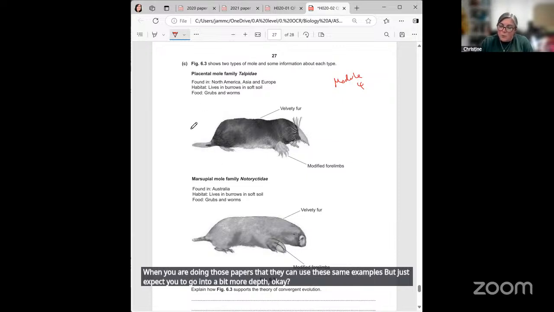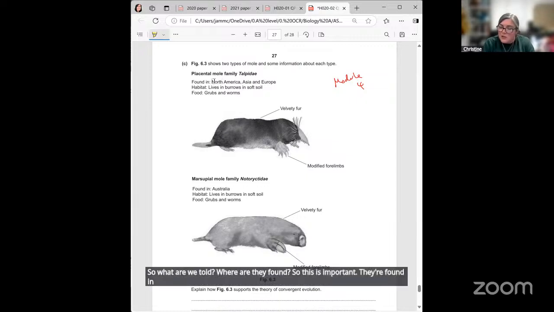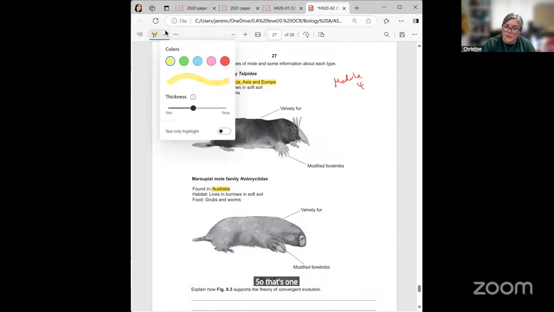So what are we told? Where are they found? This is important. They're found in North America, Asia, and Europe, whereas this one's found in Australia. So they're nowhere near each other. That's one of the things to think about. They're nowhere near each other.